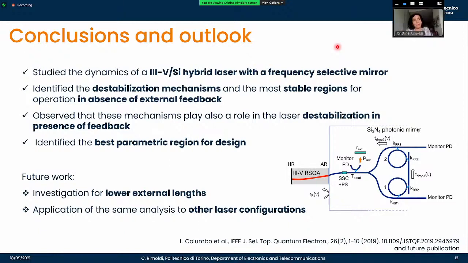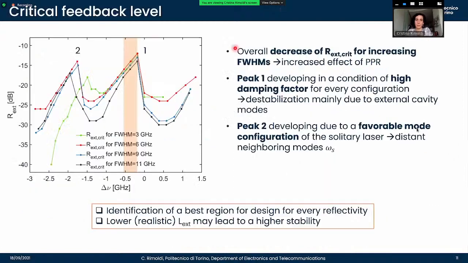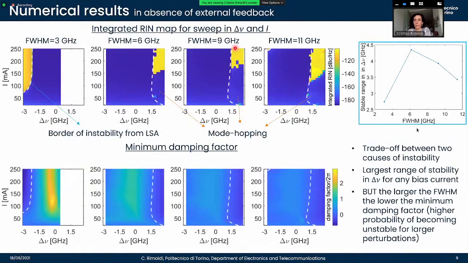Well, in our case, we observe the presence of a trade-off. If we consider a reflectivity that is too narrow, then we also have to pay attention to the effect of relaxation oscillations. Our study is mainly focused on the effect of the reflectivity FWHM, always at parity of effective length. So in this case, we are just focusing on the width of the reflectivity and seeing what happens just by looking at that. And if we have a trade-off effect, we have to be careful about that.